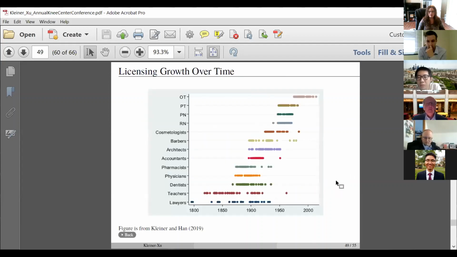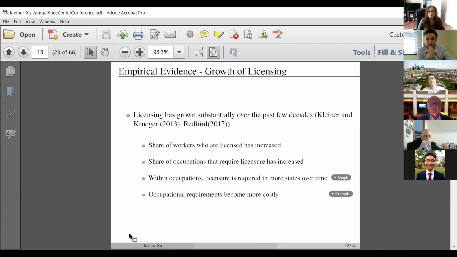So, for example, if you look at this data from initial licensure for a wide variety of occupations, the dots represent when those occupations were initially licensed, from occupational therapists to lawyers and doctors. The newer occupations that didn't fully become licensed until the 1950s include OT, PT, physical therapists, cosmetologists, and barbers. A number of other occupations like teachers were licensed well before the 1950s.